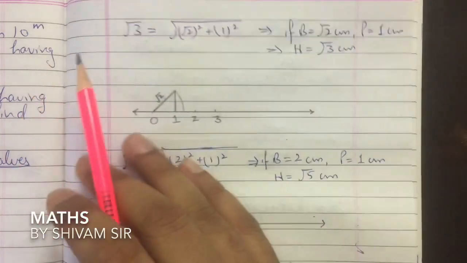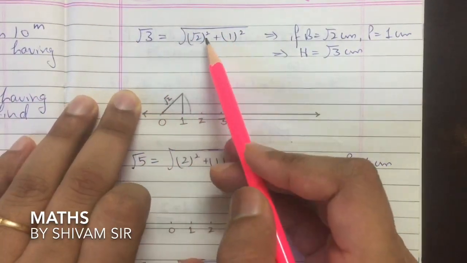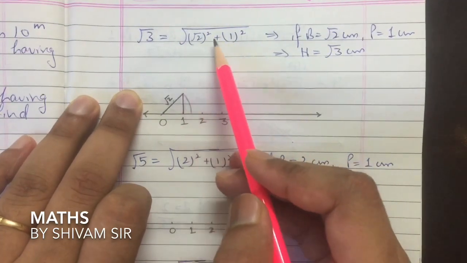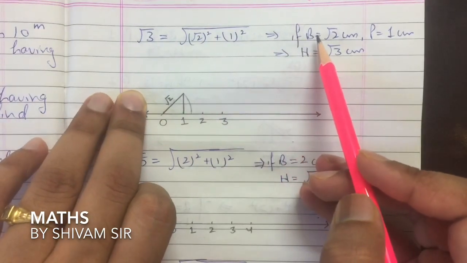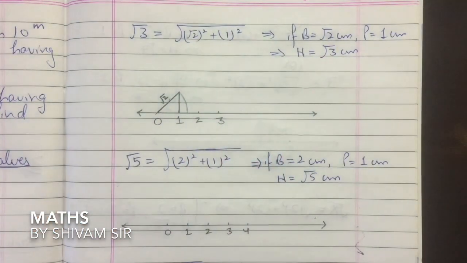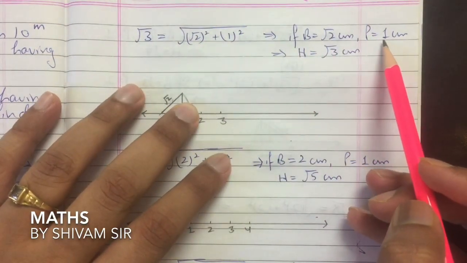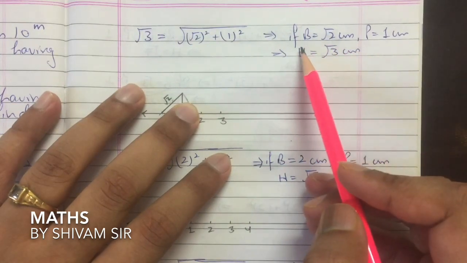Next, if we take root 3. So root 3 can be written as square root of root 2 square plus 1 square. Root 2 square is 2, 2 plus 1 is 3. So if we take base as root 2 units and perpendicular as 1 unit, the hypotenuse so obtained will be of root 3 units.